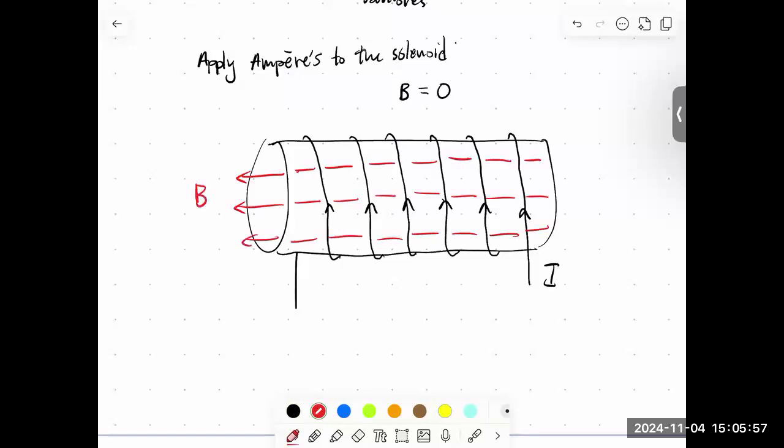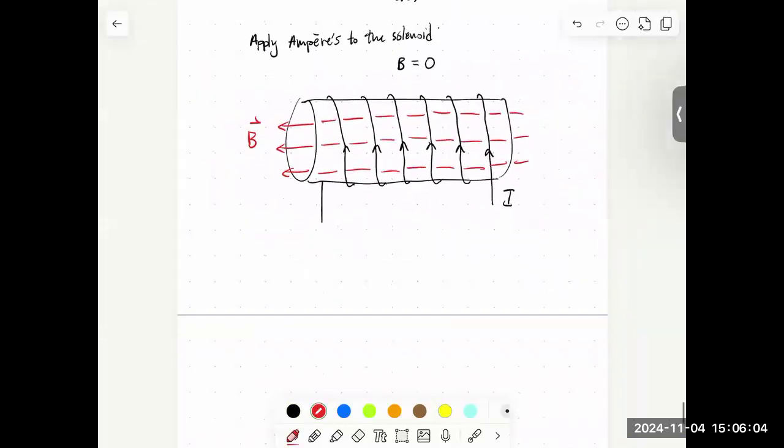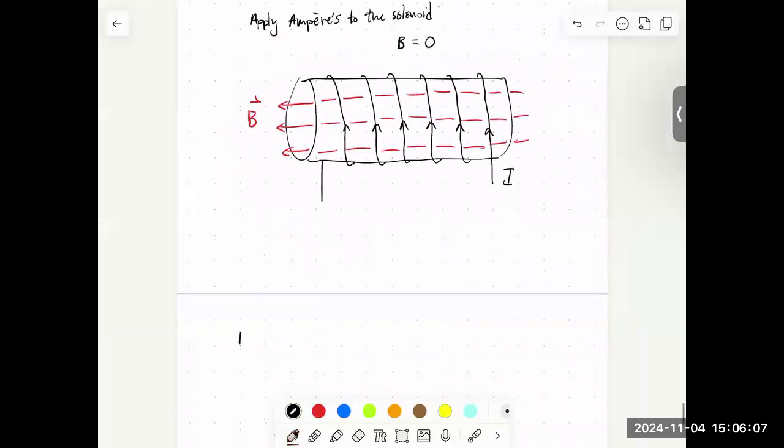Okay, and so here's B. So what are we going to do? The first thing we're going to do for Ampere's law is select an Amperian loop, or an integration path like we were talking about earlier. Right at the start of class, we calculated the circulation for the field around a long straight wire. And what we have to do is pick a path to integrate around.